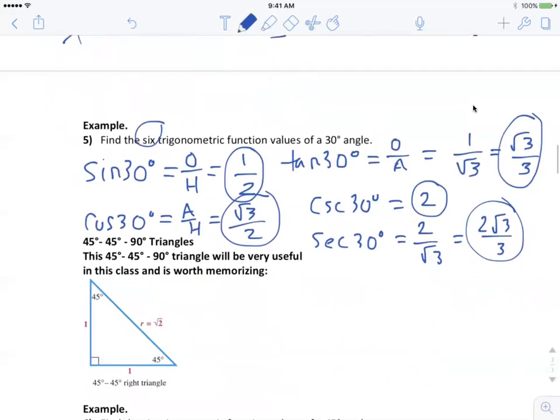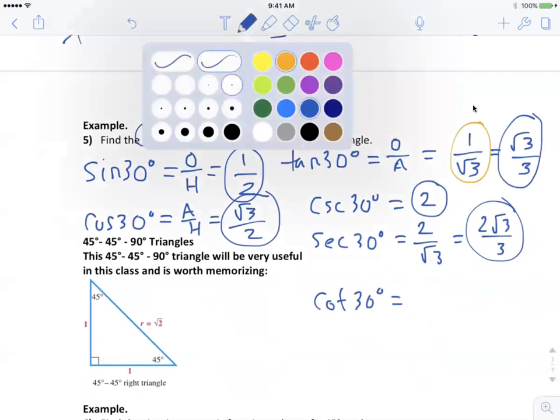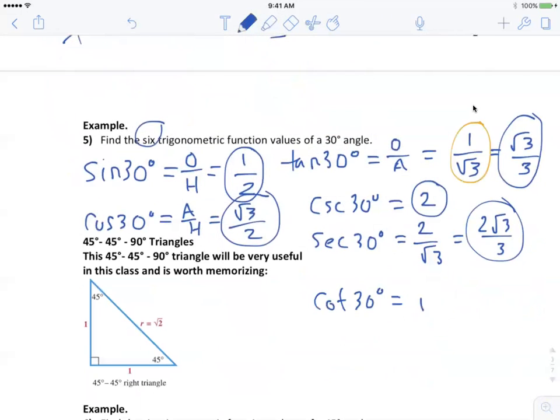And then finally, we can squeeze in a cotangent 30. I would flip over this one, right? The one that's not rationalized, because when you flip it over, it will be rationalized. So I flip that over, it's just root 3 over 1 or root 3. And there's your 6 trigonometric functions of the value of 30 degrees, okay?